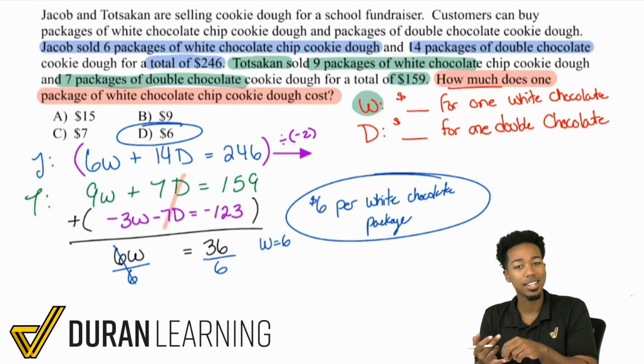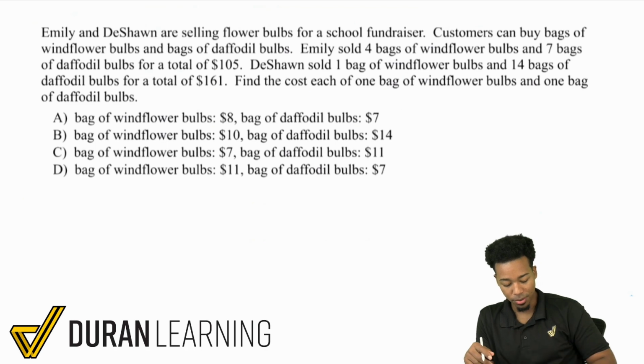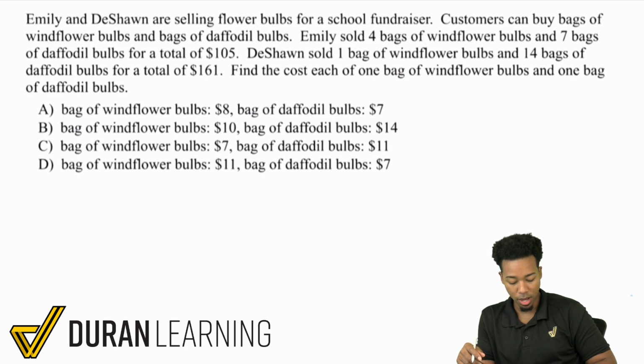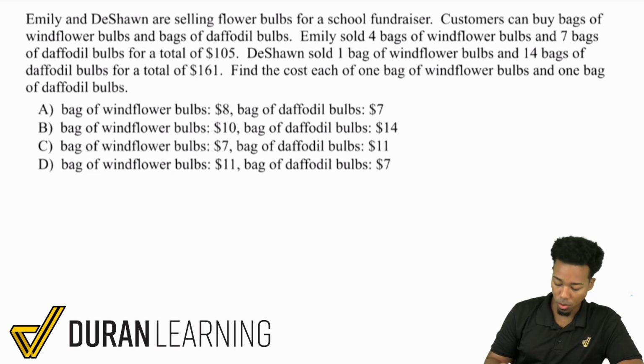So with that said, let's go over another practice problem here. We got this. Here's another one. Let's talk about Emily and Sean. They're talking about selling flower bulbs. Sounds good. So what's the question first though? Find the cost of each of one bag of windflower bulbs and one bag of daffodil bulbs. Sounds good. You look at your choices.